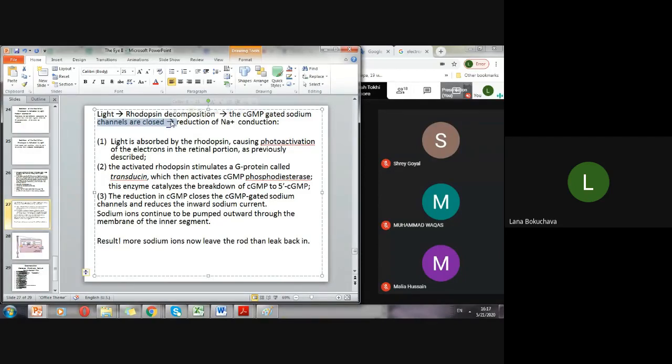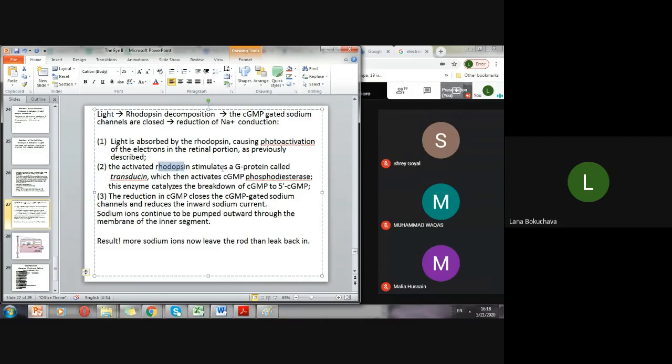Now, what is interesting first? What will be the main idea? If we have the reduction of the sodium conduction, which steps are taken to have the reduction of the sodium leakage into the cell? One thing is the decomposition of the rhodopsin, which we've talked about, but the activated rhodopsin itself is doing an important thing.